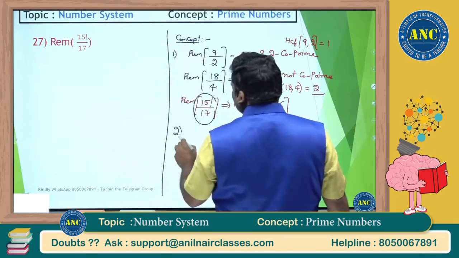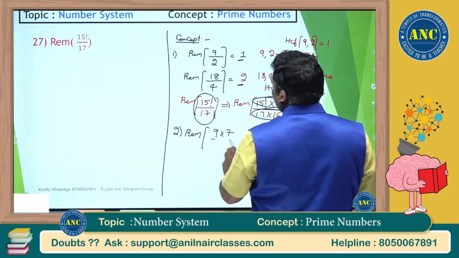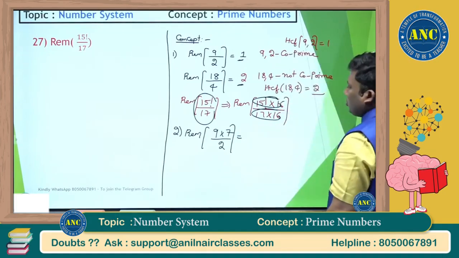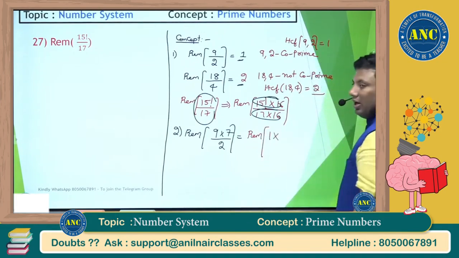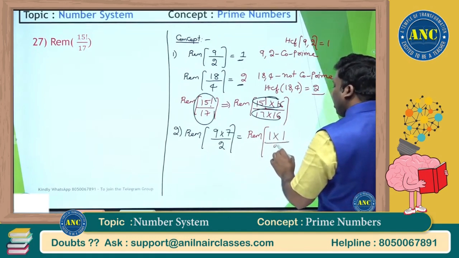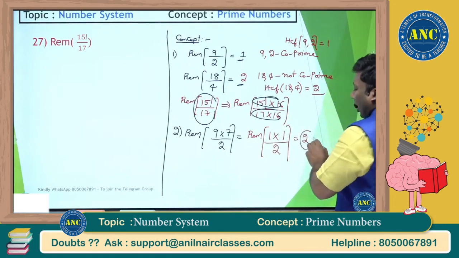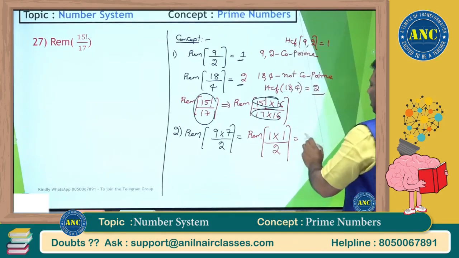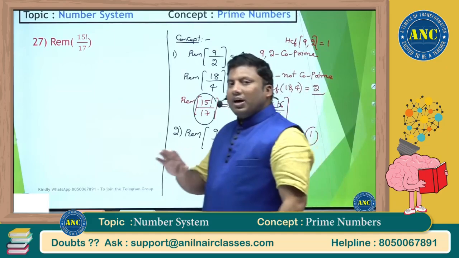Second concept. 9 into 7 by 2. Now see here. 9 divided by 2: 2 fours are 8, remainder 1. 7 divided by 2: 2 threes are 6, remainder 1. As long as the numerator is less than the denominator, how many times you divide does not matter.